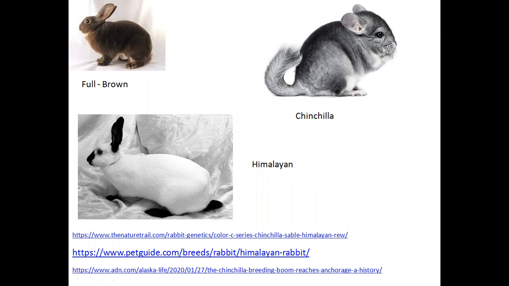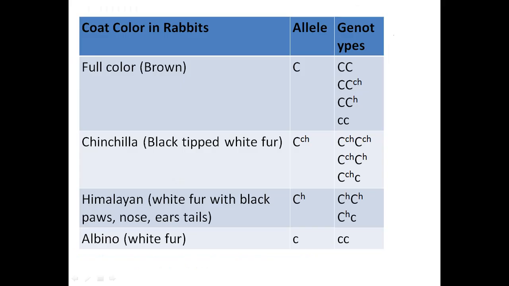Here I just took these pictures from different resources, and the references are here. So this is the full brown rabbit color. Chinchilla has black tipped and white fur, and some yellowish color is also present in its coat. And Himalayan color has a pointed black nose, ear tips, tail tip and feet. So this is about the coat colors.